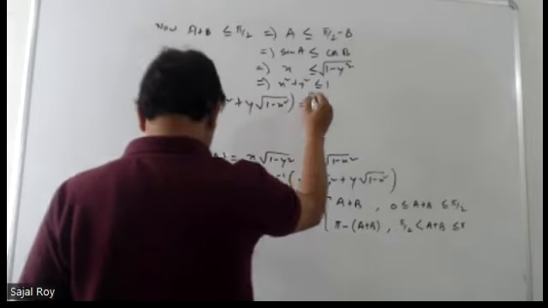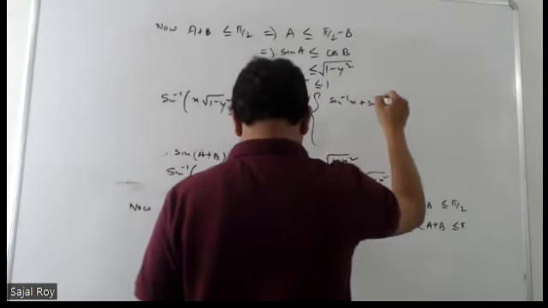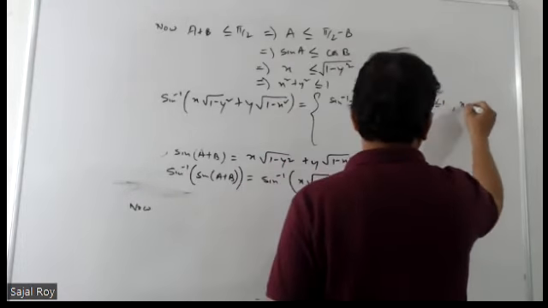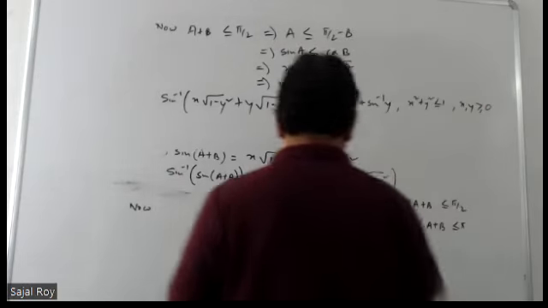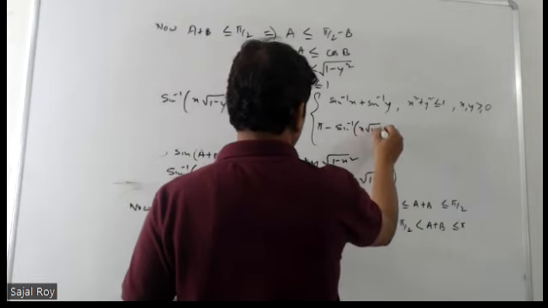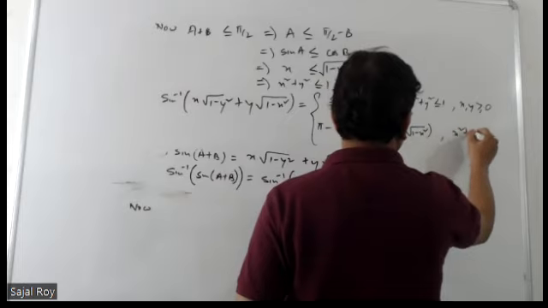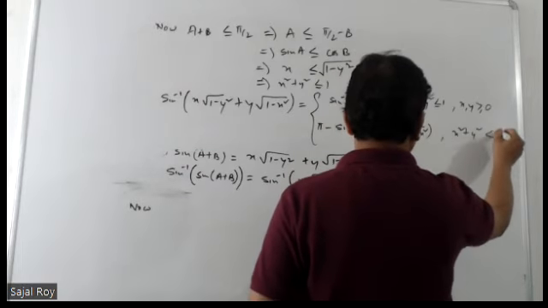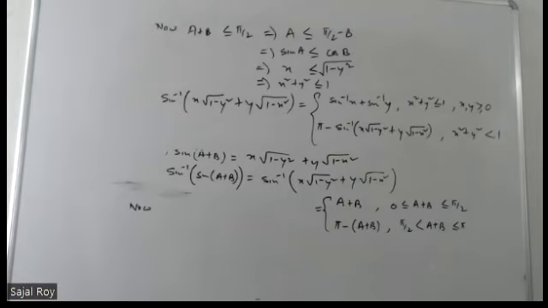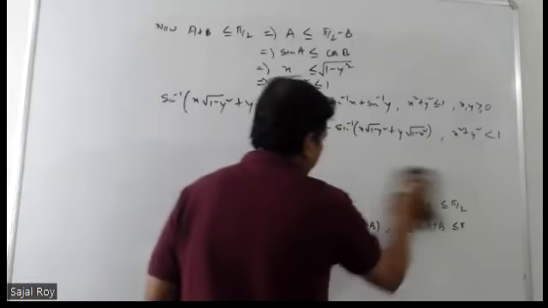So you can write sine inverse of x root over 1 minus y square plus y root over 1 minus x square equal to sin inverse x plus sin inverse y, for x square plus y square less than or equal to 1, x, y greater than or equal to 0, and pi minus sin inverse of x root over 1 minus y square plus y root over 1 minus x square for x square plus y square greater than 1. Okay? Proved.